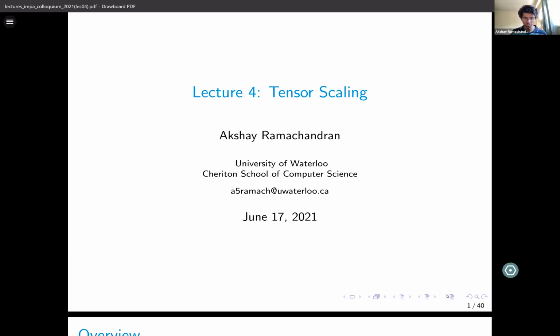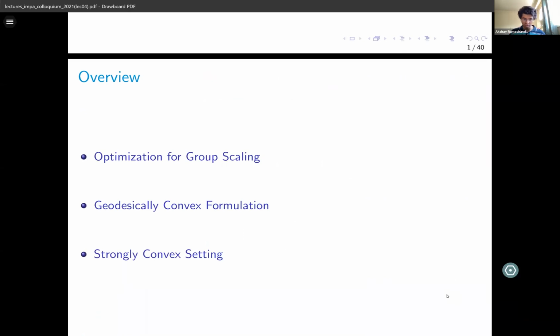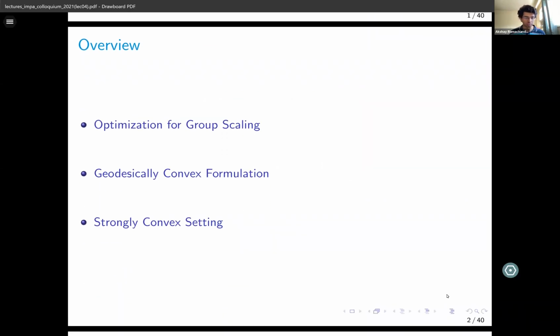Cool. So first, I'll just mention again that we are in some sense trying to generalize the matrix scaling analysis. So what are the tools that we're going to need? And then I'll formalize what the tensor scaling problem is. And we'll study it using a geodesically convex formulation, which was covered a little bit previously. I'll cover it a little bit.